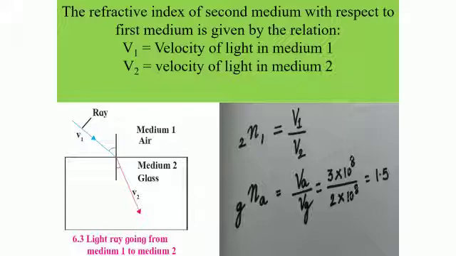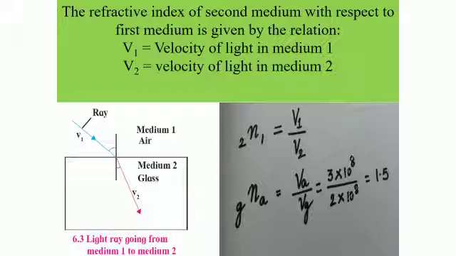Now the same thing can be even written as refractive index of glass with respect to air. Now that we know that our second medium is glass and the first medium is air, so we will substitute 2 by G for glass and 1 by A for air. That will be equal to the velocity of light in air, that is indicated by VA, upon velocity of light in glass, that is Vg.